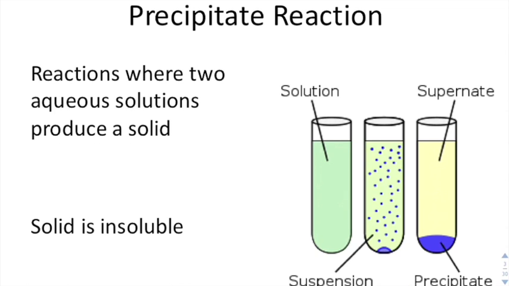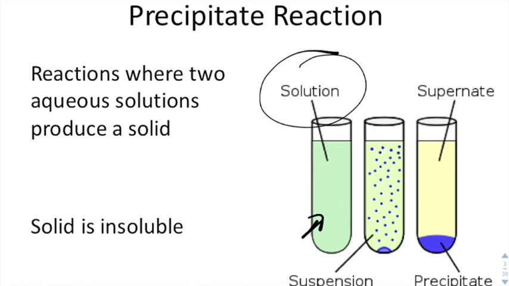So the first thing that you have is a precipitate reaction. A precipitate reaction is one where you're mixing two aqueous solutions and it produces a solid. We have a couple of different terms for it. You have a solution, and a solution is where you can't actually see any of the particles that are in there. They're all dissolved. It looks like a clear liquid.